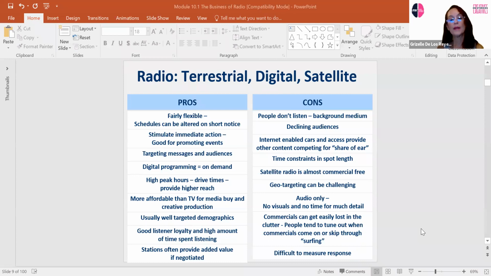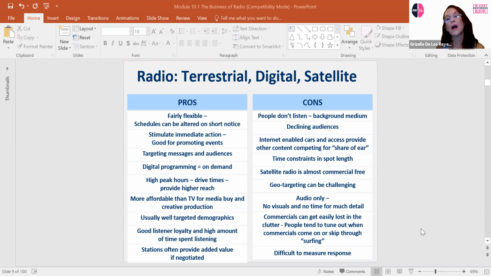And then stations, and this is true for other media too, but radio, because it's so promotional in nature, has a very interesting threshold for added value if you negotiate. Always remember that added value, or value added, is what can you give me above and beyond the inventory or properties that I'm paying for. And this is all negotiable.